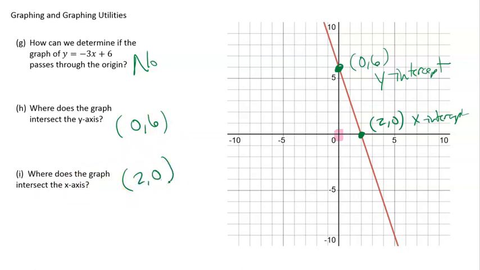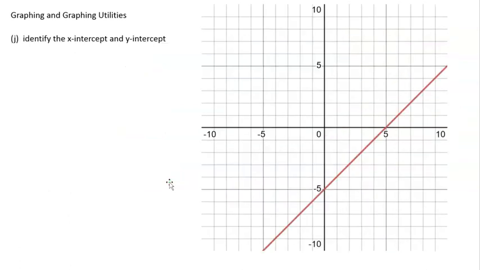All right, let's do that a whole lot more and then call this video done. So let's look at this particular graph. What is the x-intercept? What is the y-intercept? Okay, the x-intercept is right here. That's where it crosses the x-axis. So the x-intercept is at the point (5, 0).